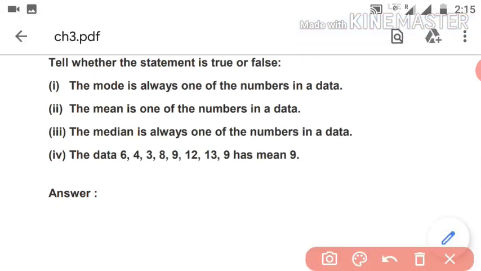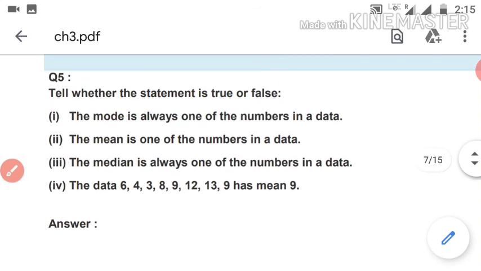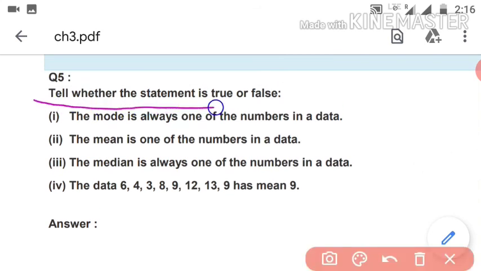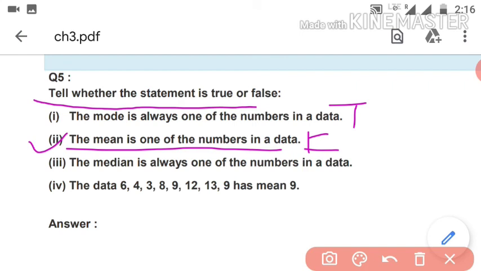True or false? Tell whether the statement is true or false. The mode is always one of the numbers in a data. Yes, true, isn't it? Because the mode will be one of the numbers from the given data. Now the second one, the mean is one of the numbers in the data. So this will be false, because the mean value will sometimes be different.